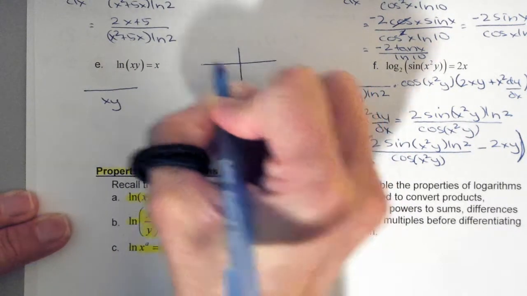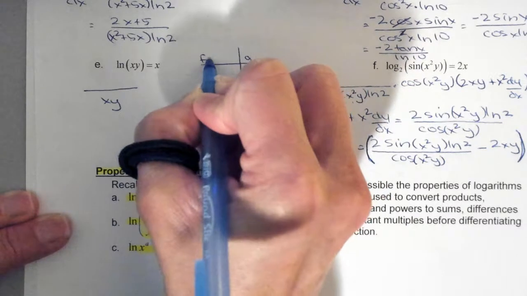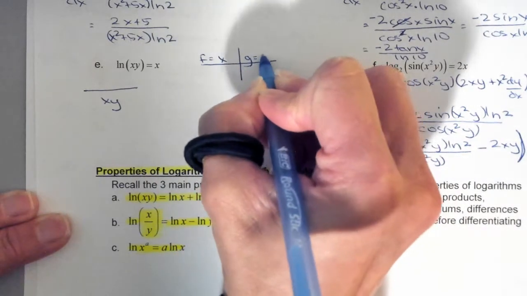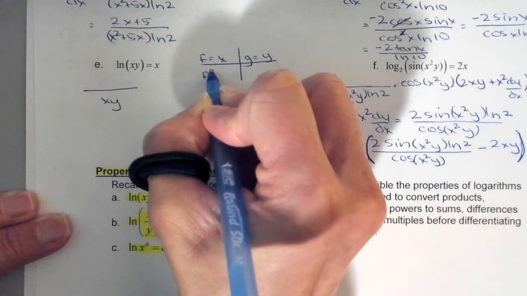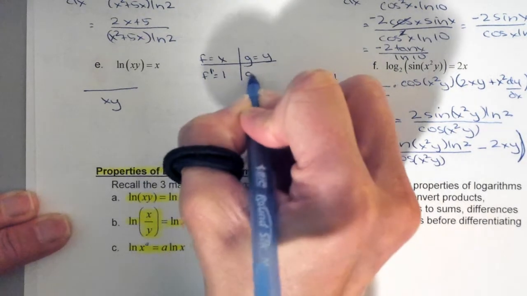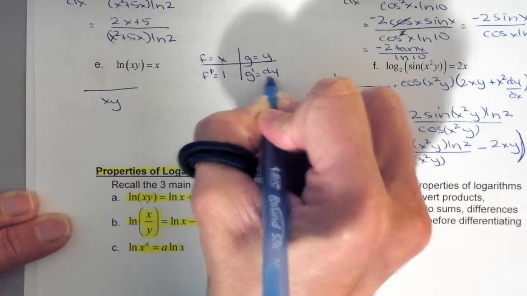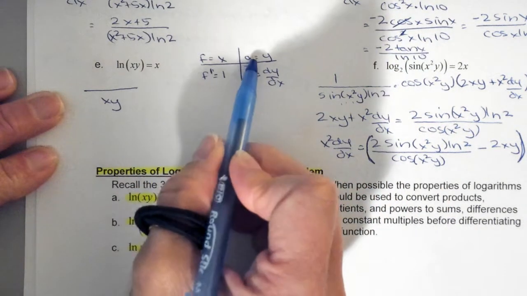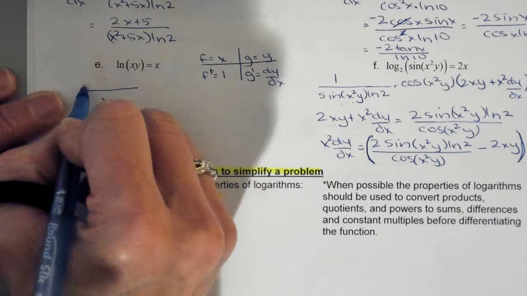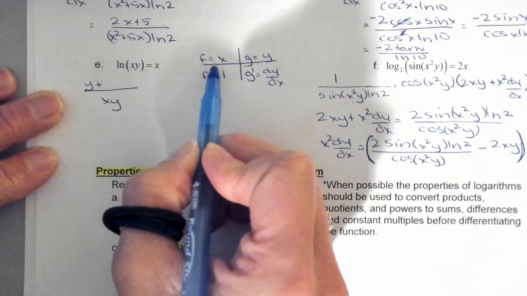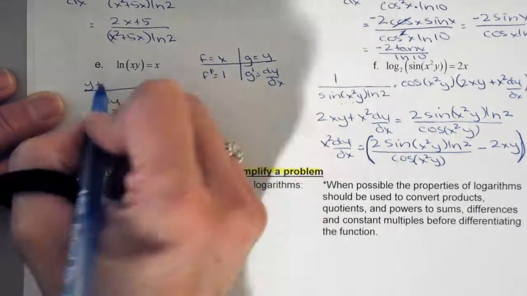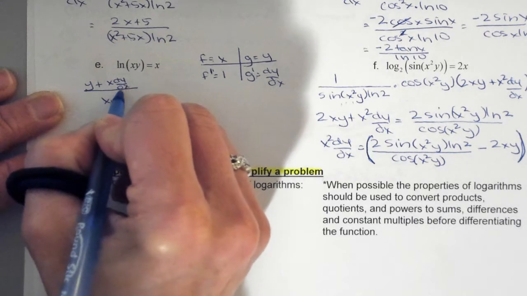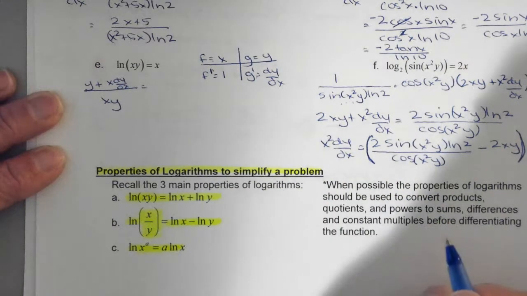Let me just do it like this. We've got f and we've got g. What's our f? We're going to make that x. What's our g? Then f prime is 1. And what's g prime? Nice, dy/dx. So f prime times g means this is going to be y, plus f g prime, so it's x dy/dx. Everybody okay? Is equal to 1.